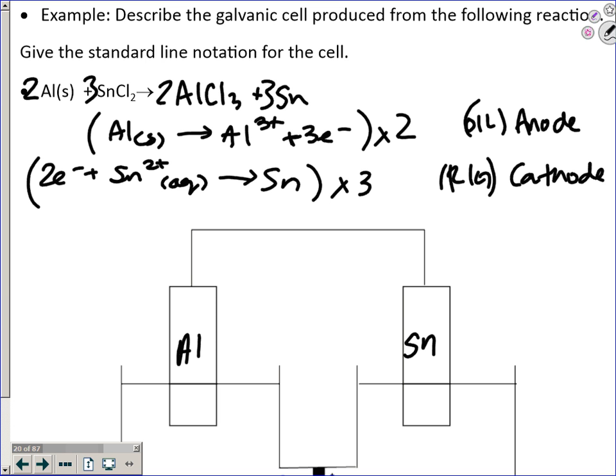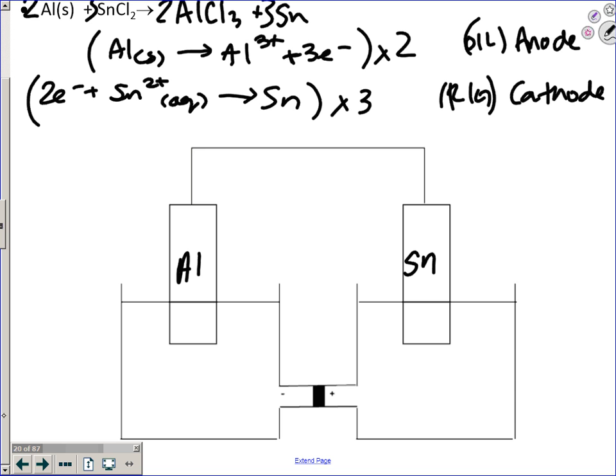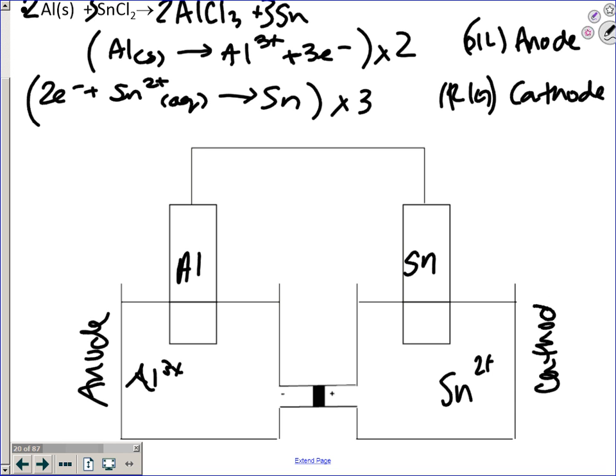And then down here will be what? Aluminum ion and tin ion, and there'll be a bunch of them, but I'm showing one. And this will be our anode, and this will be our cathode. Okay, and then how do electrons flow? From the anode to the cathode, and you should draw not one arrow, draw two arrows so it's very clear how you're flowing electrons.